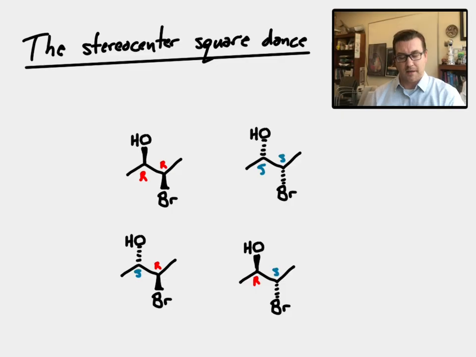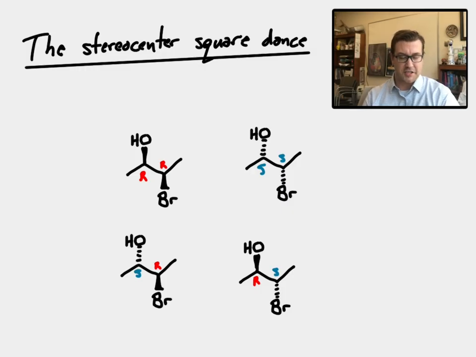So let's look at what I like to think of as the stereogenic or stereocenter square dance. If we again look at these two molecules at the top, here are the enantiomers, and right below the molecule on the left is its diastereomer, where we've changed the R to an S stereogenic center here, and below this molecule we've again swapped the alcohol center from an S in this case to an R.